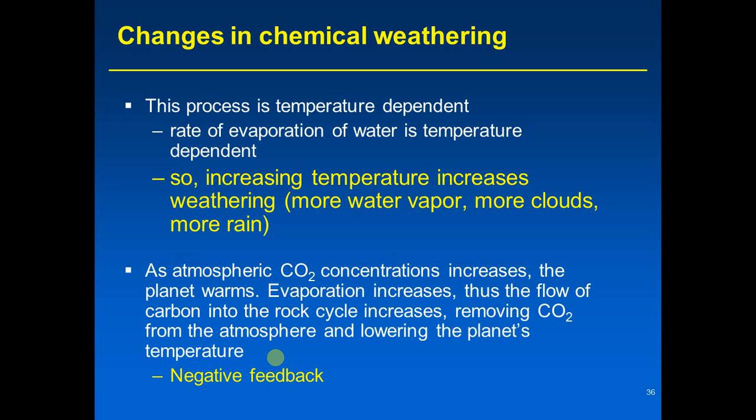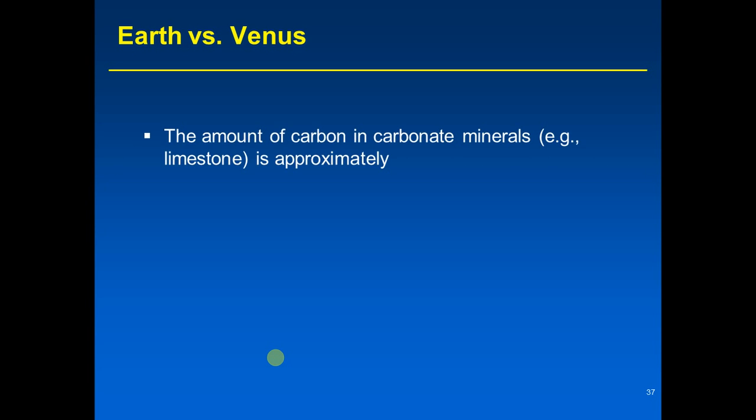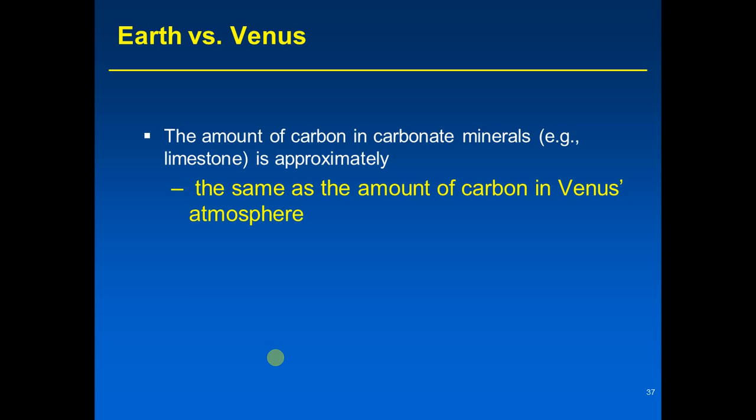Now, when we talk about carbon, we can talk about Earth and Venus. And it turns out that the amount of carbon in carbonate minerals on Earth, such as in limestone, a sedimentary rock, is about the same as the amount of carbon in Venus's atmosphere. Okay, remember how Venus has an atmosphere that's more than 100 times as massive as Earth's, and 96% of Venus's atmosphere is carbon dioxide. Okay, Venus is known for its incredible greenhouse effect and hence incredible surface temperatures on average of 896 degrees Fahrenheit.